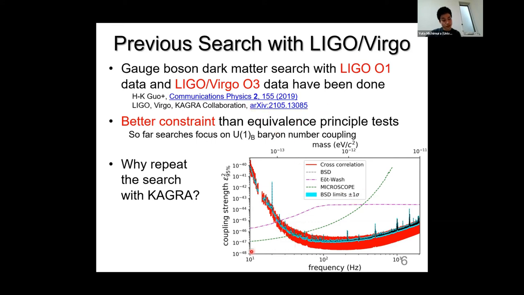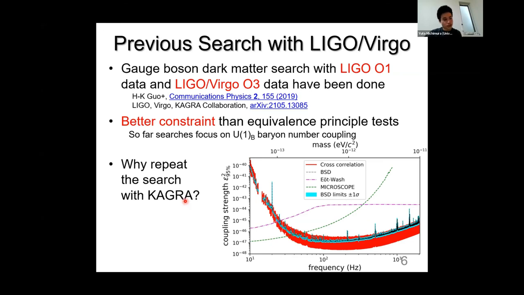And this x-axis is the frequency, which is basically the mass of the gauge boson. And this y-axis is the coupling constant. And this dotted line shows previous limits from equivalence principle tests. And LIGO obtained better limits compared with the equivalence principle tests. And our proposal is to search for such gauge bosons using the Japanese detector KAGRA.